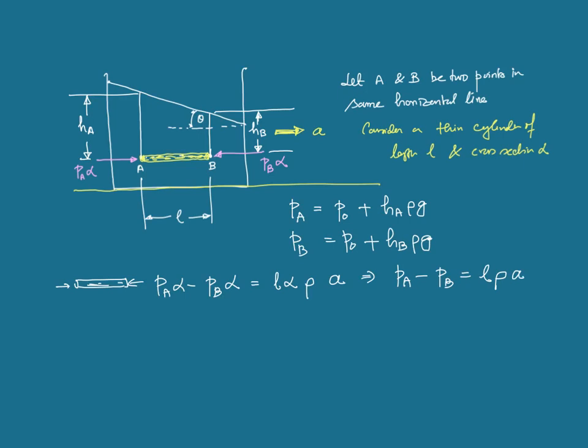Now we'll substitute the values of Pa and Pb that we calculated. So Pa minus Pb is Ha minus Hb times rho g, equal to L rho A, implies Ha minus Hb divided by L is equal to A by g.